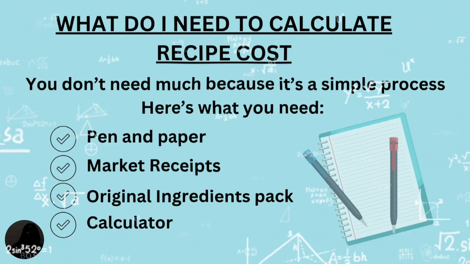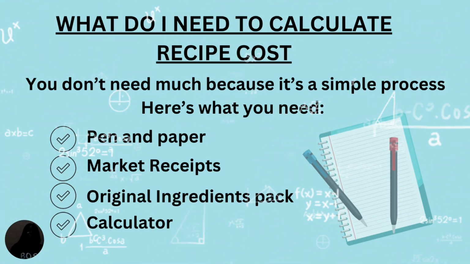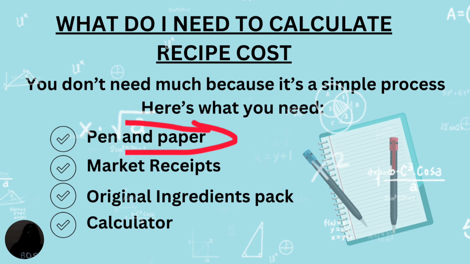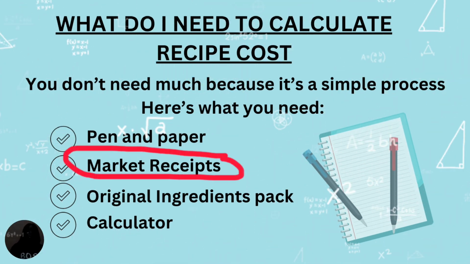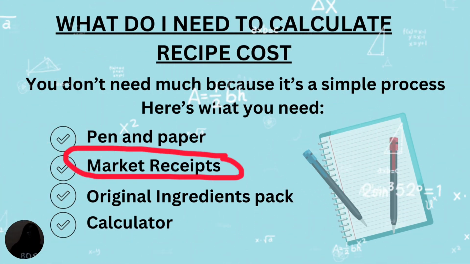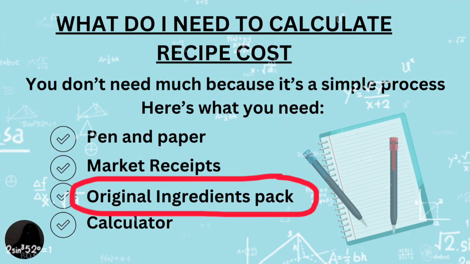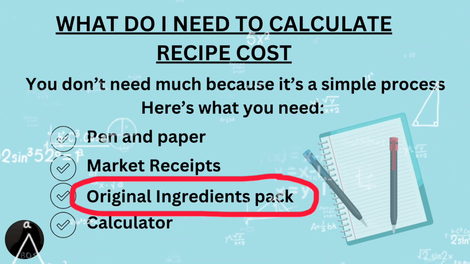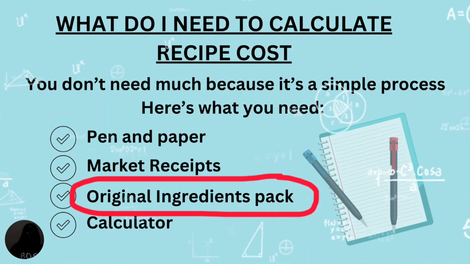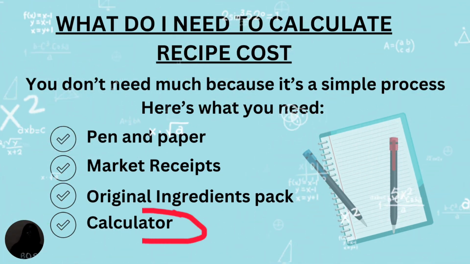What do you need to calculate recipe cost? You just simply need a pen and a paper, your market receipts, or simply write the prices down on a paper, original ingredients pack, that's to know the actual volume of the ingredients, and a calculator.